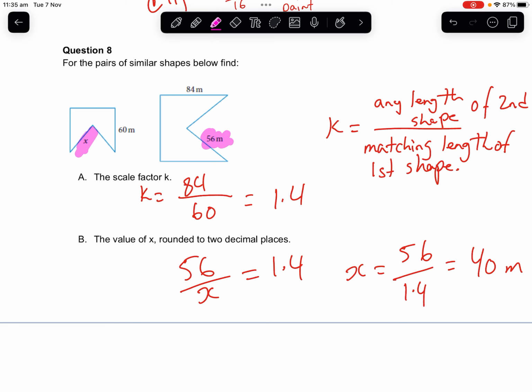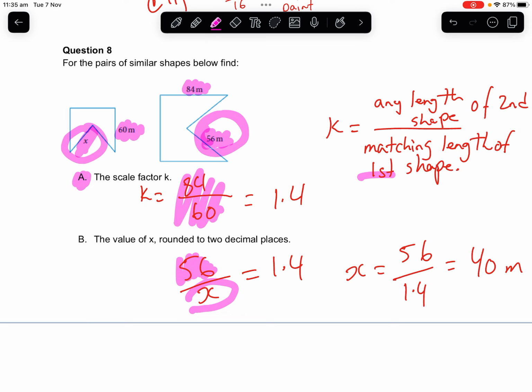So any length of the second shape, for A we chose 84, and then the matching length of the first shape we chose 60 here. So that is how we got 84 divided by 60. And we use the same kind of method for part B. 56 on top because 56 is from the second shape, and then x at the bottom because x is from the first shape.